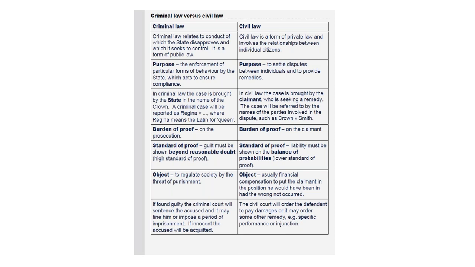The party that brought the case has to provide all the proof. They have to provide all the evidence as to whether the other person is guilty or not. So the burden of proof is on the prosecution. The prosecution is the party who has brought the case against the defendant. In criminal law, the prosecution is the state. So all the evidence, all the proof has to be provided by the state.